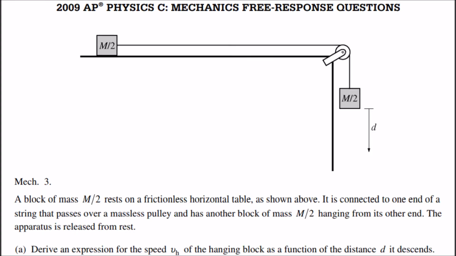A block of mass m/2 rests on a frictionless horizontal table as shown above. It is connected to one end of a string that passes over a massless pulley and has another block of mass m/2 hanging from its other end. Our apparatus is released from rest. A. Derive an expression for the speed v_b of the hanging block as a function of the distance d it descends.